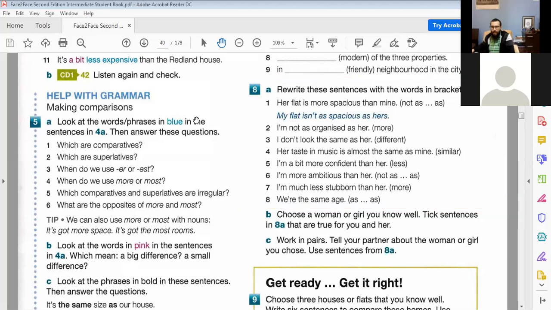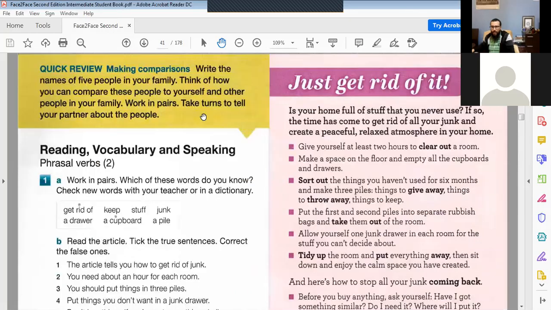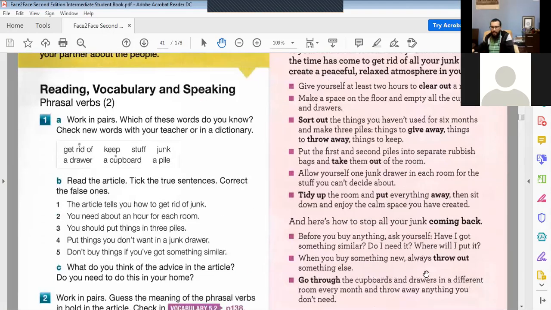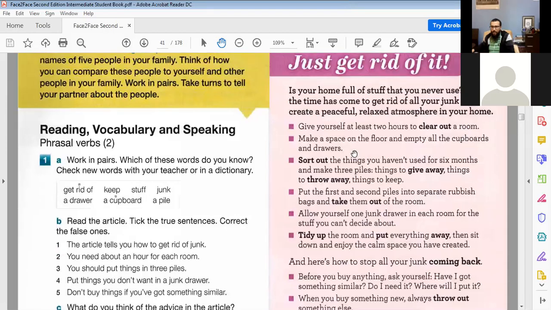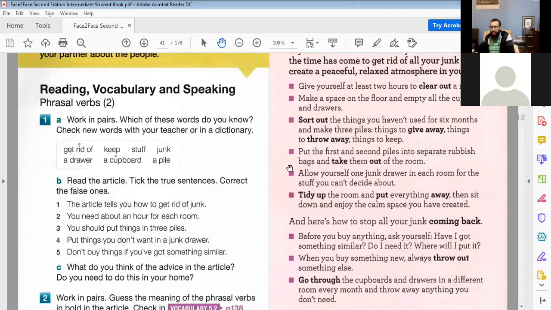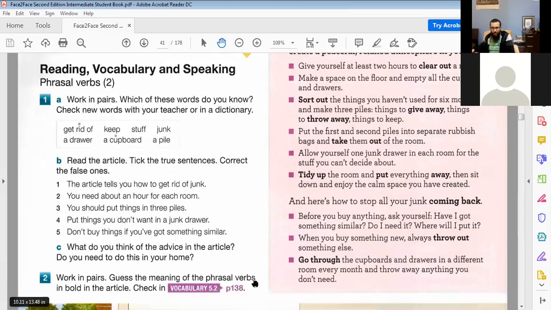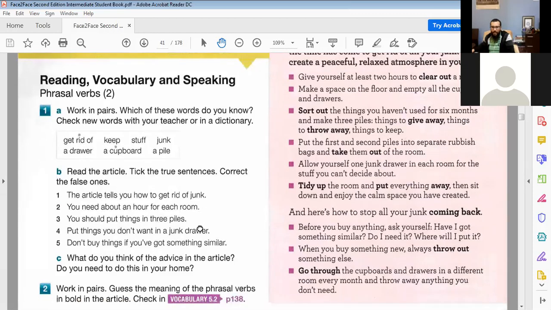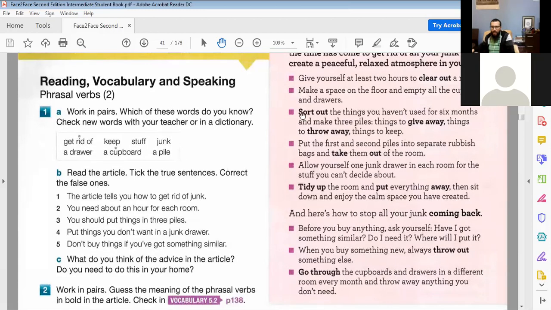And we also started with the first part of this lesson. We already took a look at these nice tips to keep yourself and your house organized, to get rid of junk that you don't need. Yes, and favorite word for you. Yeah, stuff, what to do with stuff. So you can keep stuff that you want, stuff you're not sure of. So we talked about this. Now, we got to number 2. We didn't do number 2 because in number 2, they want you to guess the meaning of the phrasal verbs. So let's start here, okay?